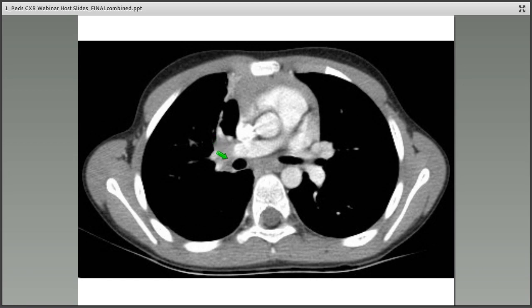Again, in the right hilar region, additional area of increased density consistent with adenopathy. Now note that this adenopathy is very subtle, and therefore the finding was somewhat subtle on the frontal chest radiograph, particularly near the hilar region.